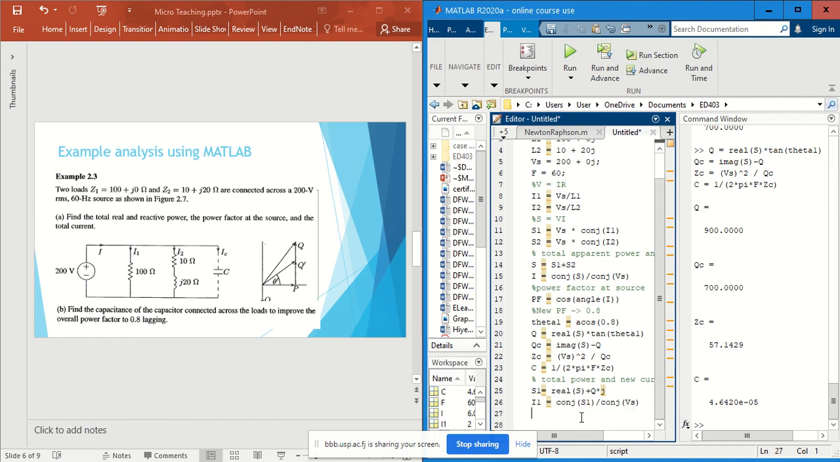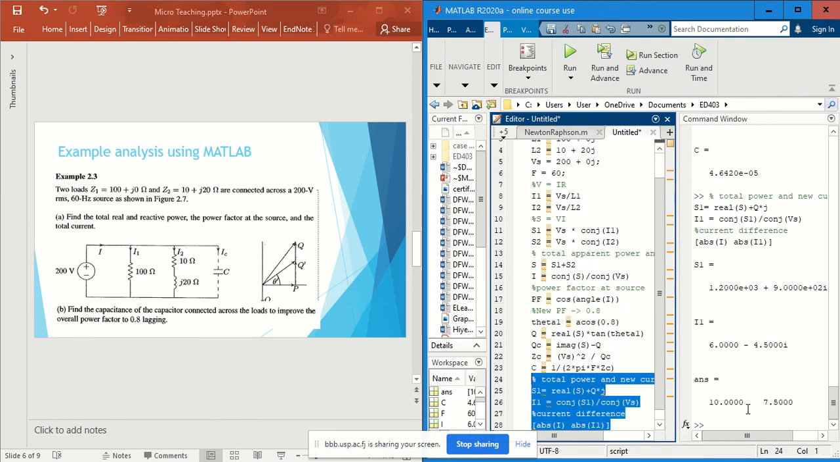Now let's see the current difference. We have found the new value of capacitor. We have found the new current that is flowing in the system now. I'll put it in the form of a matrix so it is easier to analyze. So I'll say ABS of I, sorry, and ABS of I1. Okay, let's see the current difference. So you see the current difference.